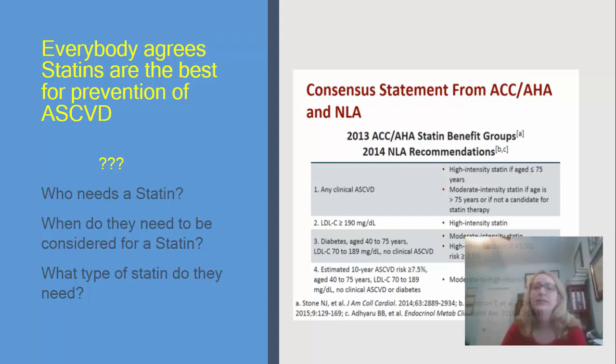And here's the consensus statement of what all these experts, the ACC, the AHA, the NLA, these are all experts on this. And this is what they finally came up with and decided. Okay, so look over this. Who gets a high intensity statin? Who gets a moderate intensity statin?